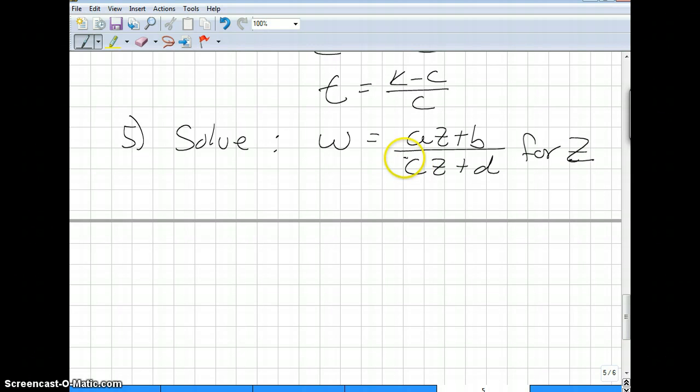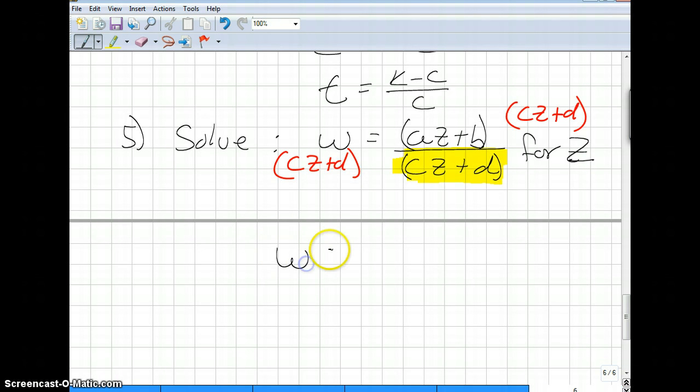First step I have to do is put these in parentheses. Then I want to take this one and get it out of the denominator. So I'm going to multiply both sides of the equation by that parenthesis, CZ plus D on that side, and on this side, CZ plus D. I'm going to multiply times that. So what I get then is W times CZ plus D equals AZ plus B.